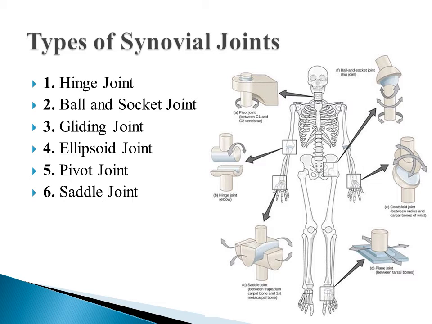Now the types of synovial joints. There are about 6 types of synovial joints. First one is hinge joint, second ball and socket joint, third gliding joint, fourth one is ellipsoid joint, fifth is pivot joint, and last one is the saddle joint.